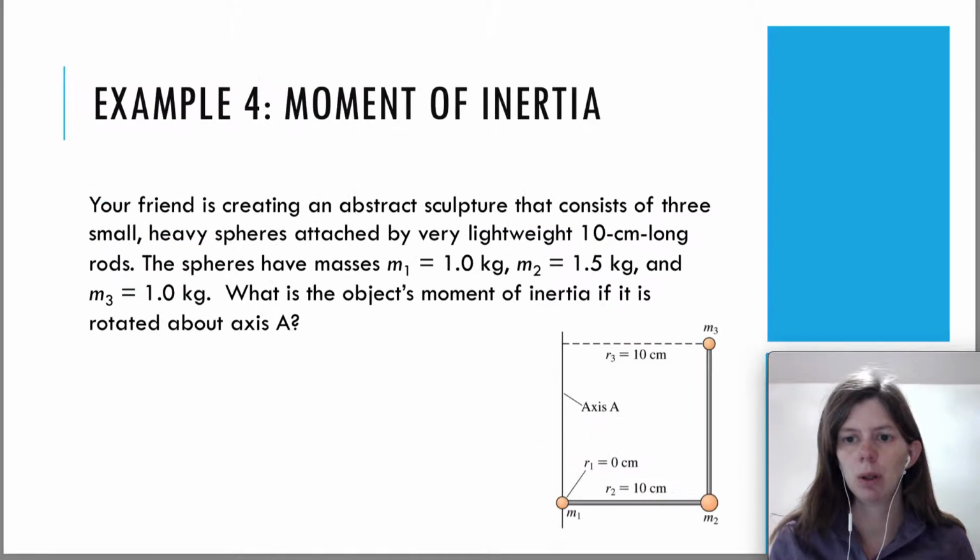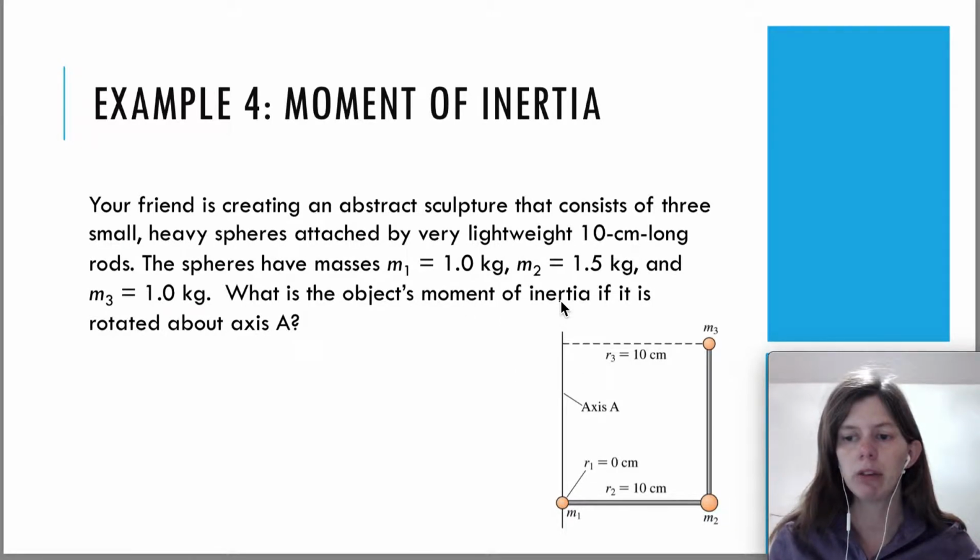An example. Example number 4. Your friend is creating an abstract sculpture that consists of 3 small heavy spheres attached by very lightweight 10 centimeter long rods. We are given the masses of the spheres, m1, m2, m3. What's the object's moment of inertia if it is rotated about axis A?